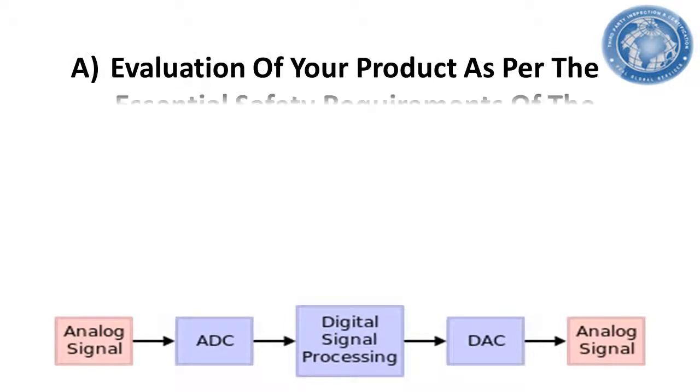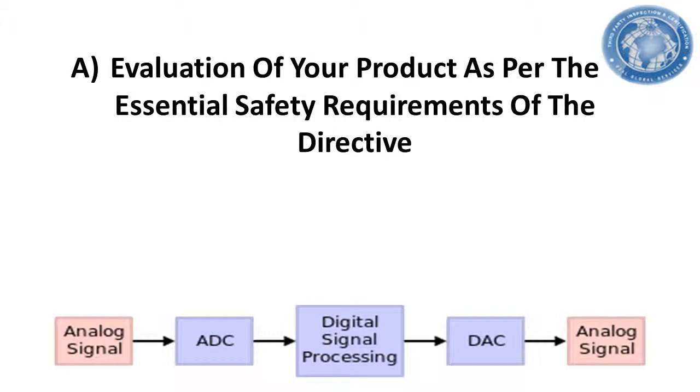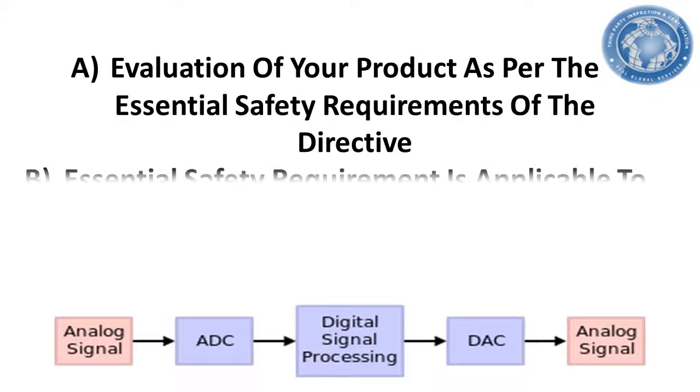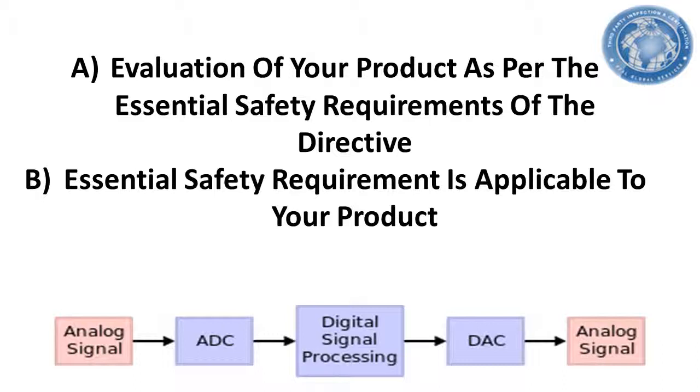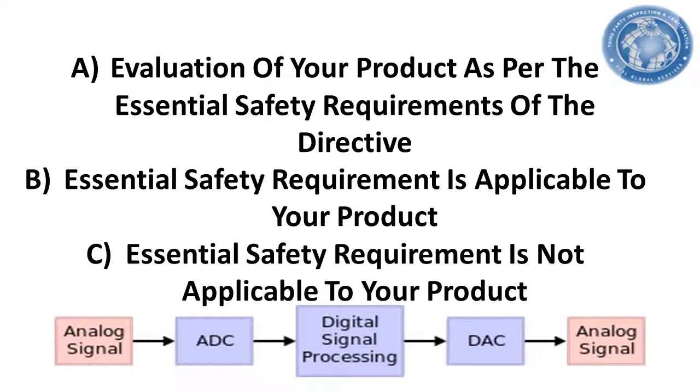In the next step, you have to evaluate your product with the essential safety requirements of the directive. When any essential safety requirement is applicable to your product, you have to demonstrate the compliance with the requirements. In this case, you have to identify general safety, collateral, and particular standards applicable to your product. When you identify that any essential safety requirement is not applicable to your product, you have to technically justify the non-applicability and wherever required, maintain the technical clarification and the technical justification.